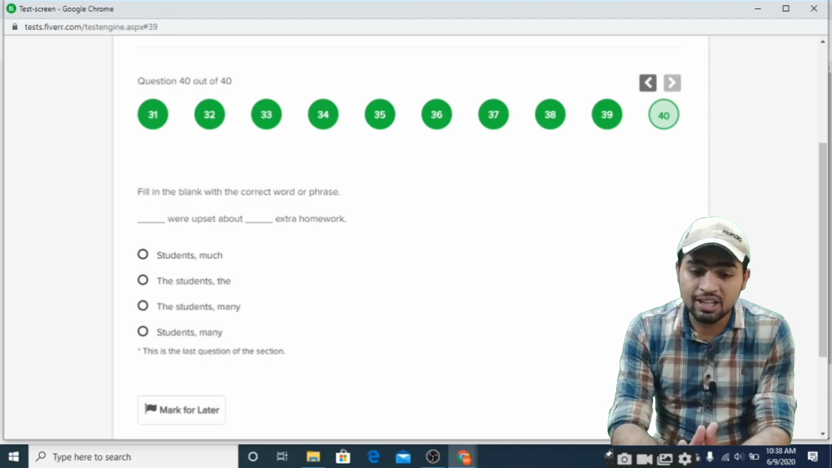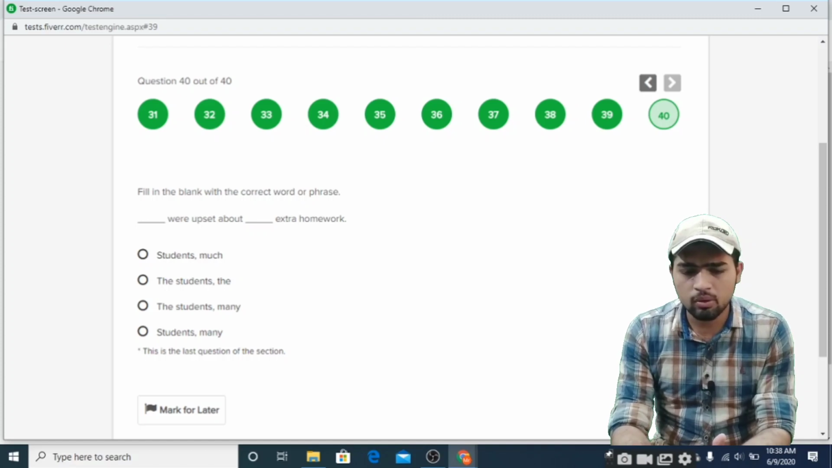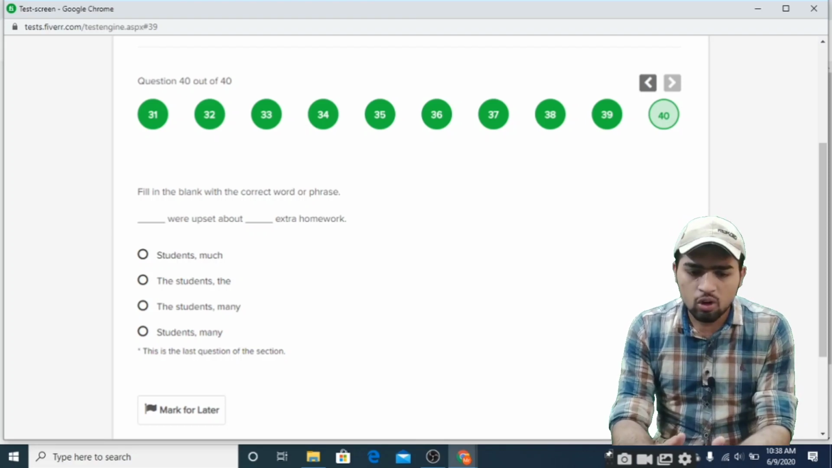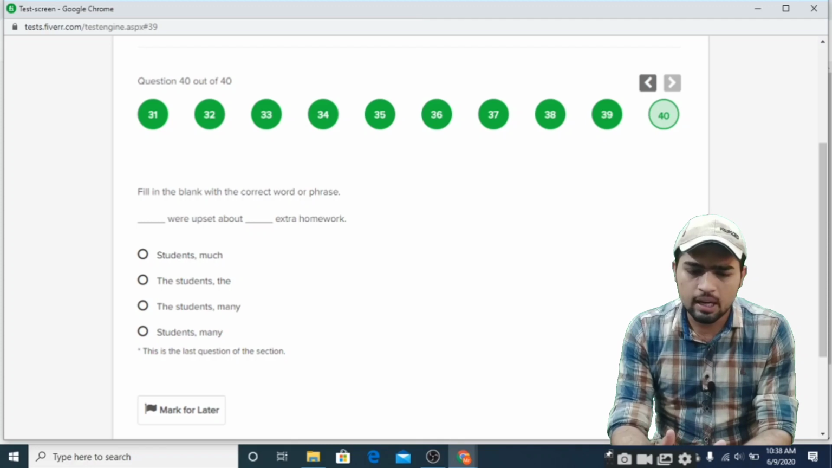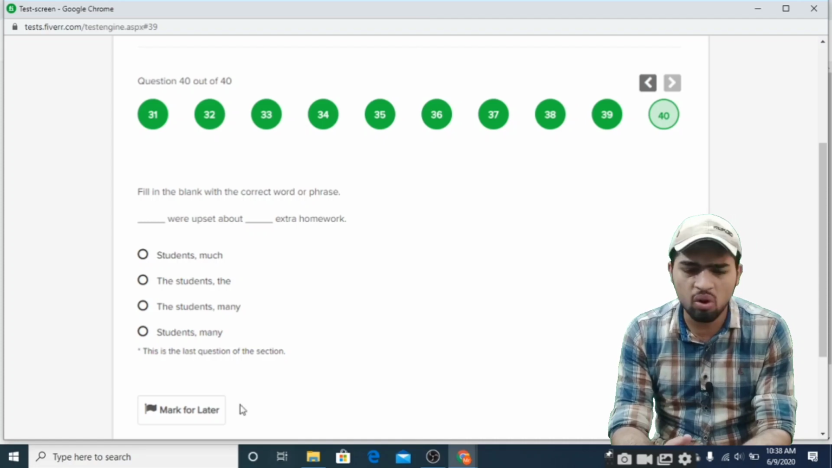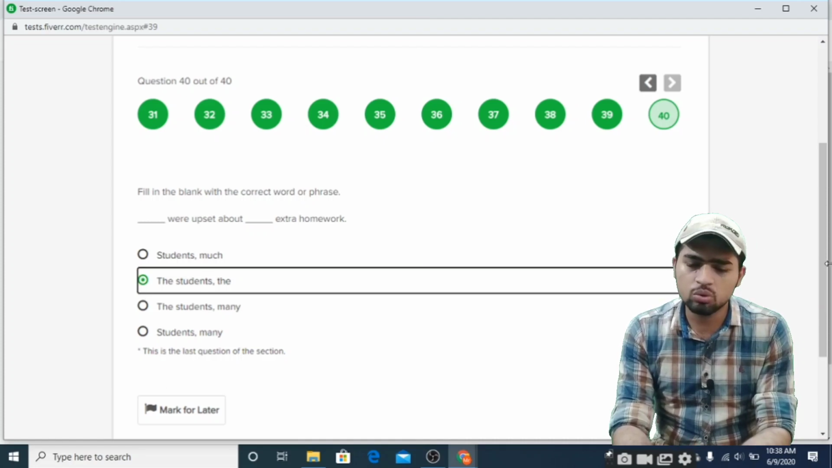Last option was dash were upset about dash extra homework. First, students were upset about much extra homework, no. The students were upset about the extra homework. This seems to be correct, the second option. Third option, the students were upset about many extra homework, no. Fourth one, students were upset about many extra homework. This is also not correct. So option 2 is the correct one.